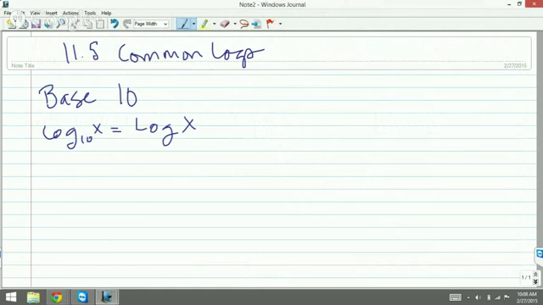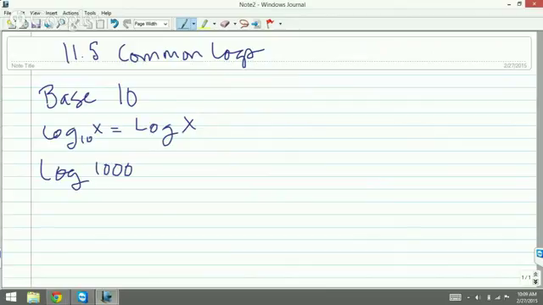Common logs have a base 10. So common that we don't even write 10 in the base anymore. If you see log 5, that means it's base 10. On your calculator, on the left side, there's a log button. That's log base 10.